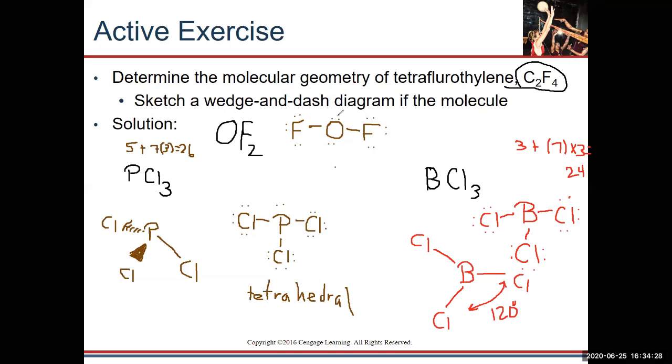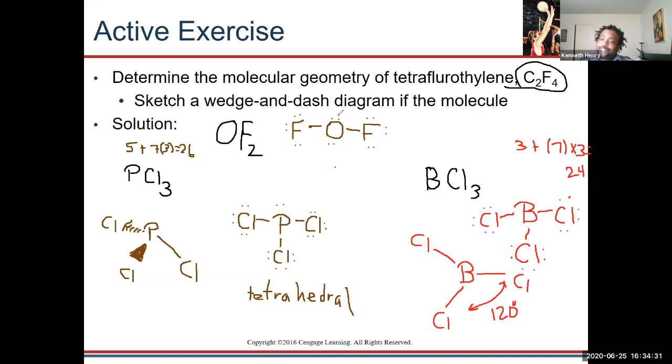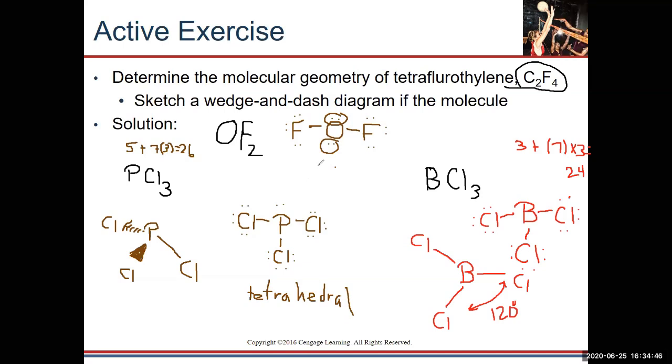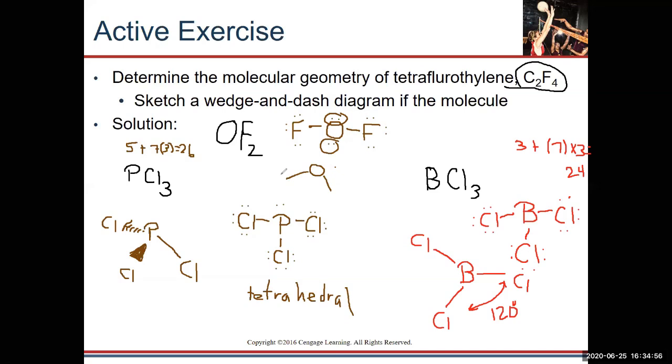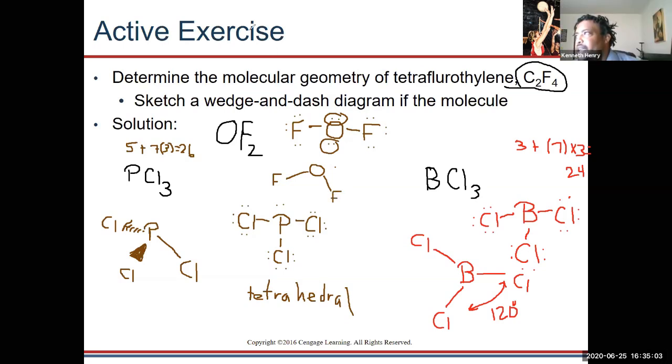Would that one be linear? Nope. I set you up, because you thought it was going to be linear, right? So why isn't it going to be linear? It says 180. Is it the lone pairs? The lone pairs. We have 2 lone pairs, so they're going to cause this to look like this. So we call it angular or bent.